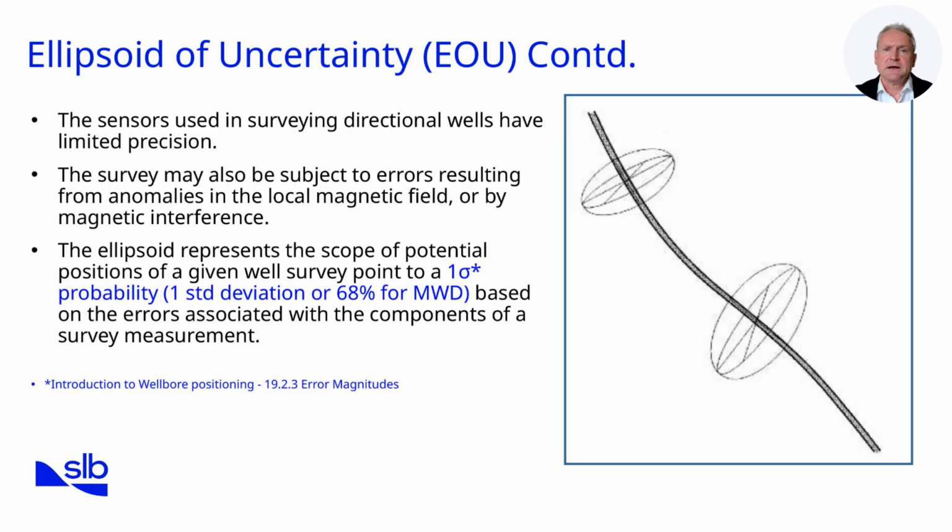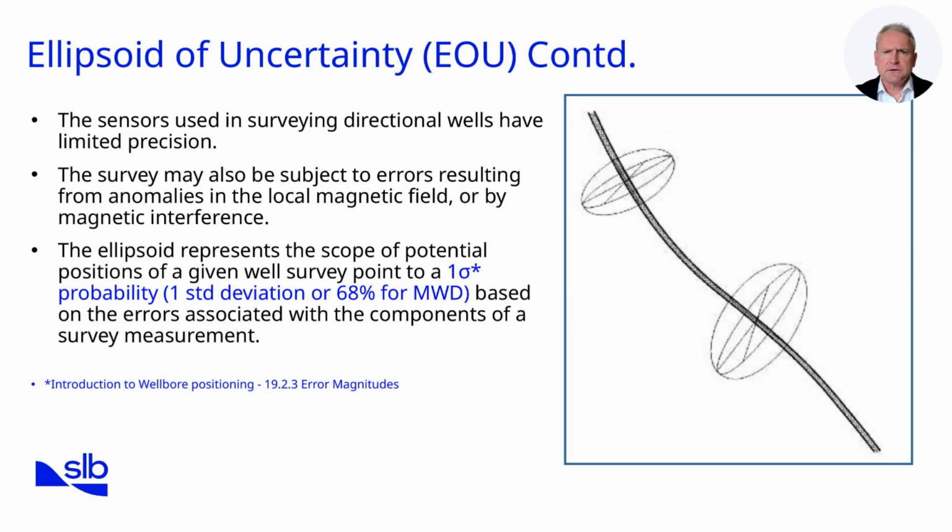Continuing, we now focus on what contributes to its size and shape. Survey sensors, no matter how advanced, have limited precision. For example, magnetometers can be affected by local anomalies in the Earth's magnetic field, or by interference from nearby steel in the drill string. These external factors add to the uncertainty of azimuth measurements.